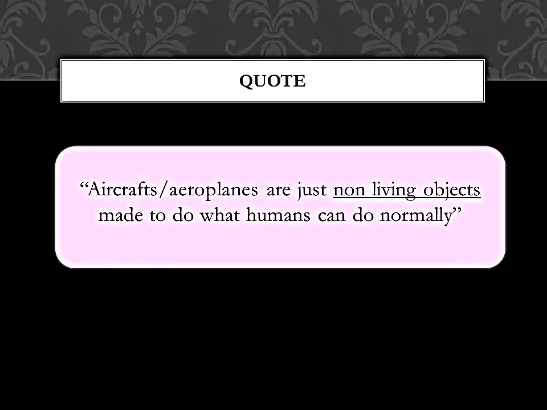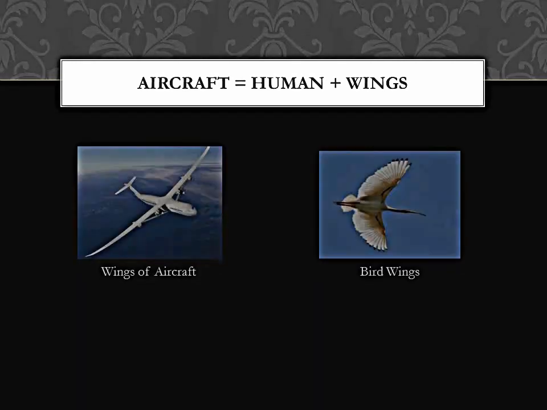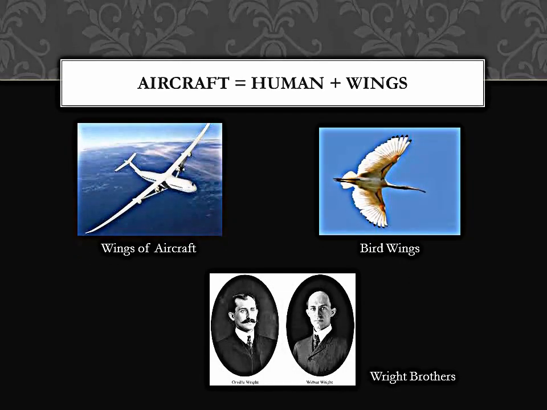Remember these lines. Aircraft or aeroplanes are just non-living objects made to do what humans can do normally. Of course, except the wings part. On a funnier note, that technology was copied by the Wright brothers from birds.